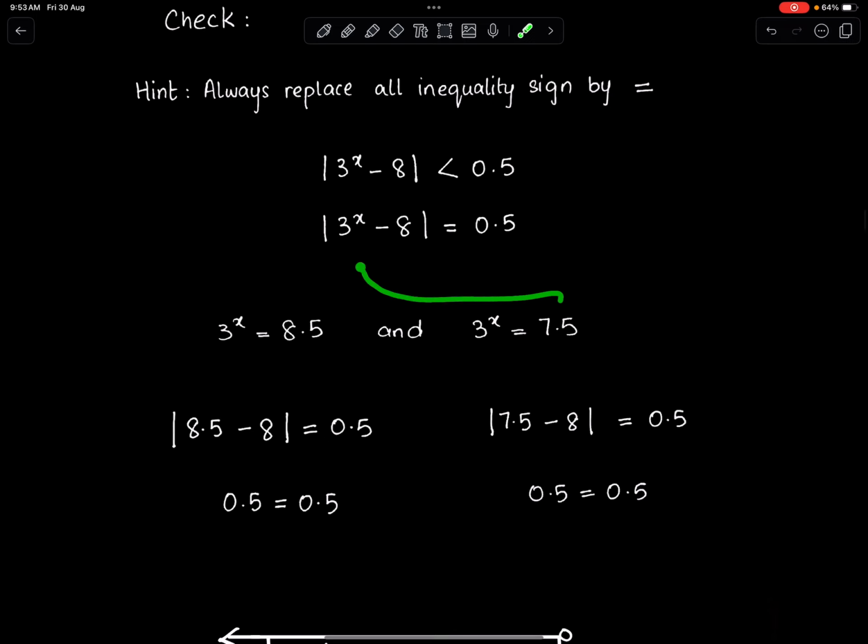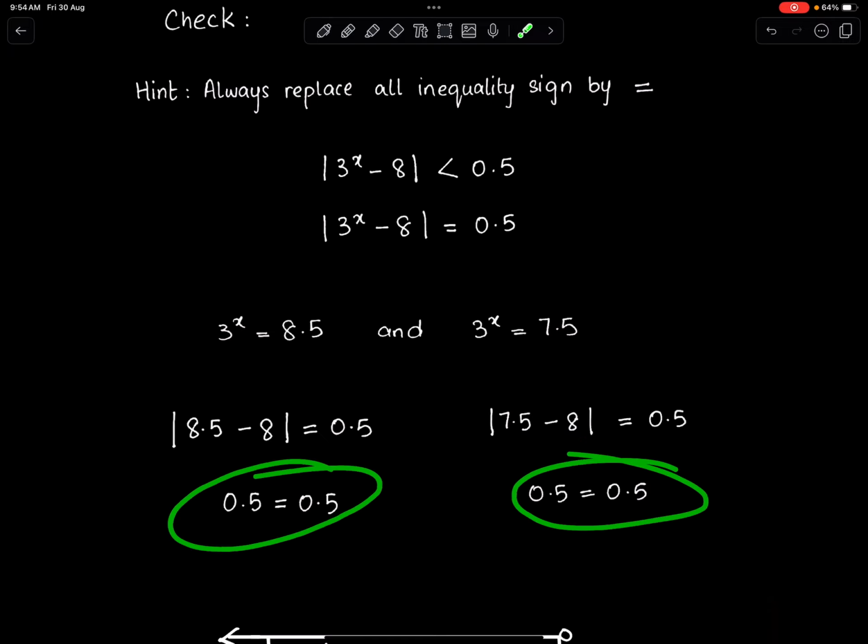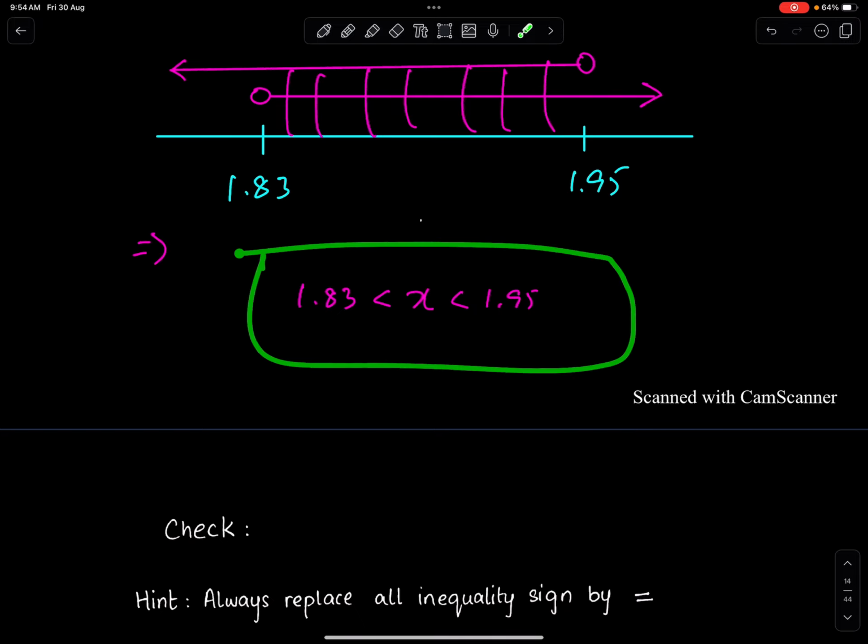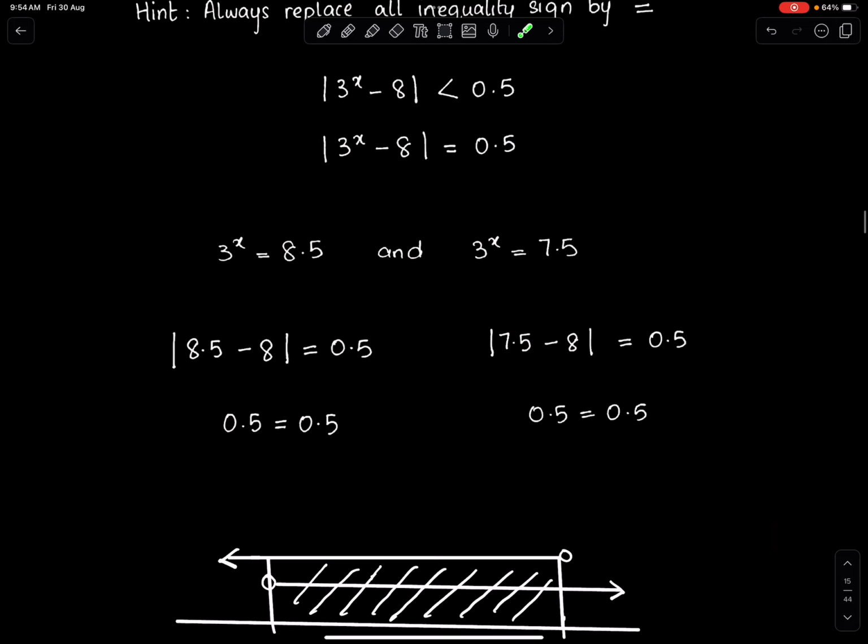When we substitute 7.5 here, we'll get minus 0.5 modulus, and modulus converts minus 0.5 into positive 0.5. So both answers are correct. So this is the final answer.